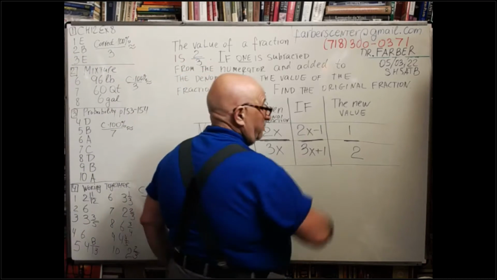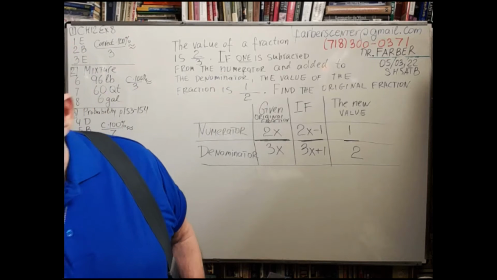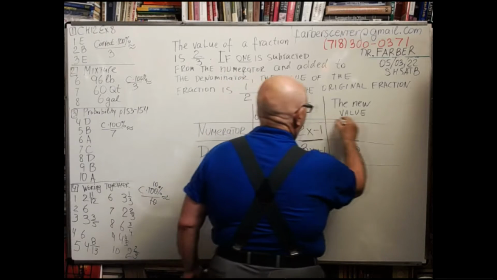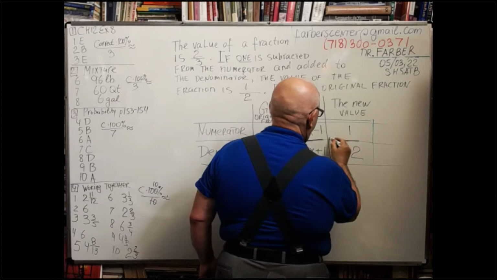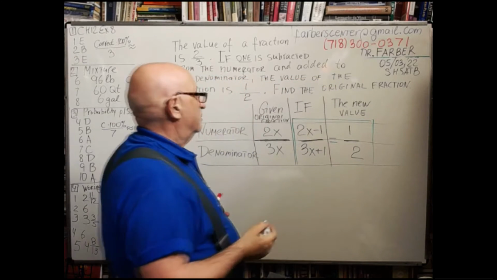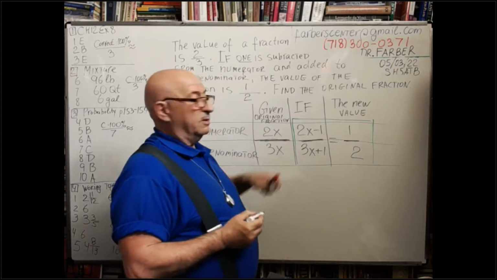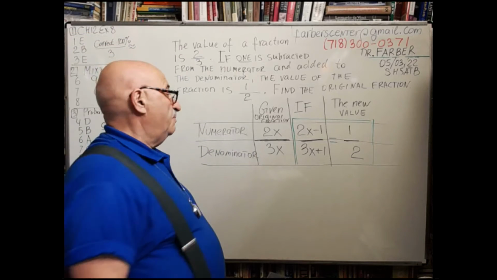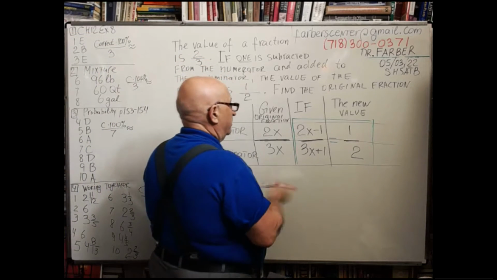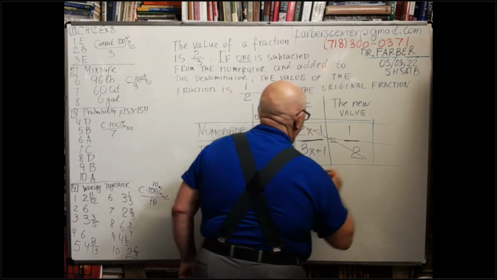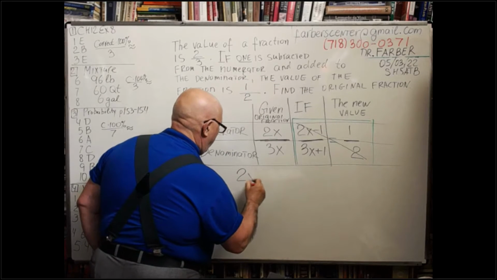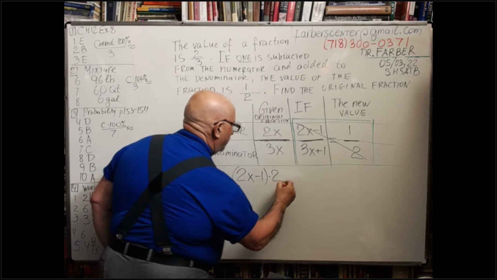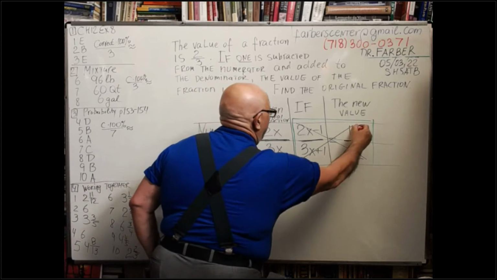What is given? This fraction. Let me use a different color. I just emphasize what is given. The new fraction actually equals this one, because this is the value of this new fraction. If you have this, what are you supposed to do? Use cross multiplication. 2x minus 1 times 2 equals 3x plus 1 times 1.